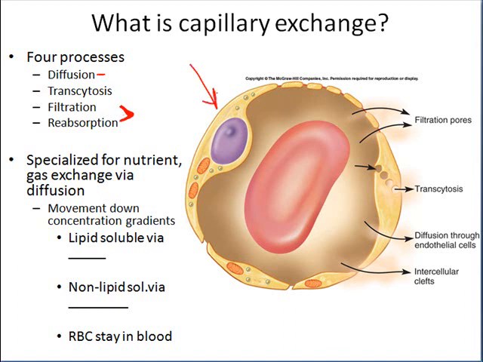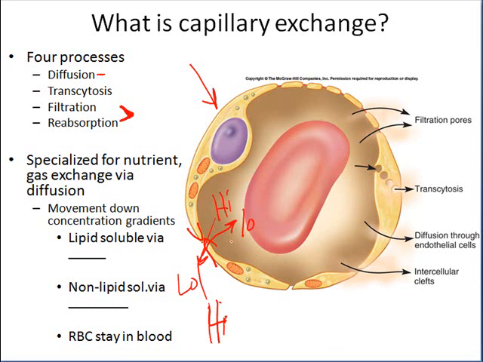One is, if this is my cross-section, my capillary, remember there are those intercellular clefts, those little spaces between adjacent endothelial cells. We can have diffusion of things from where they are in high concentration to low concentration or vice versa, high here, low here, through those intercellular clefts.